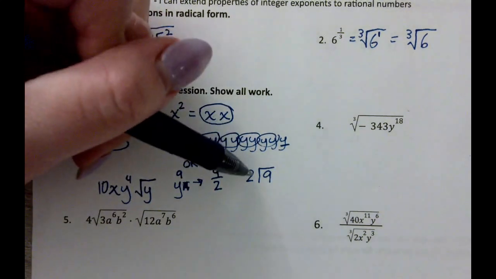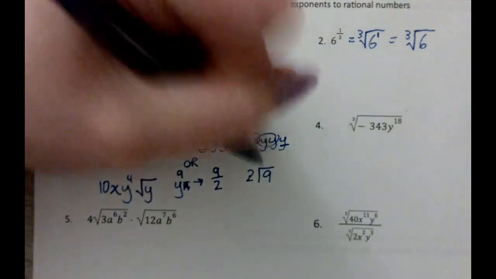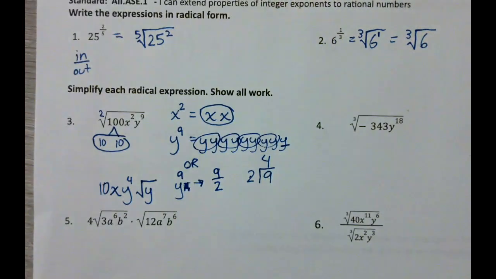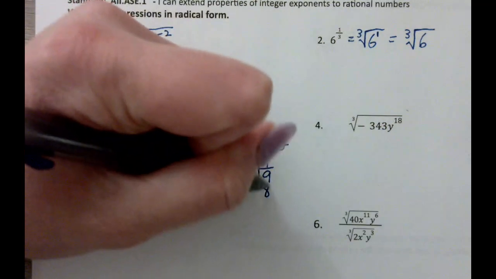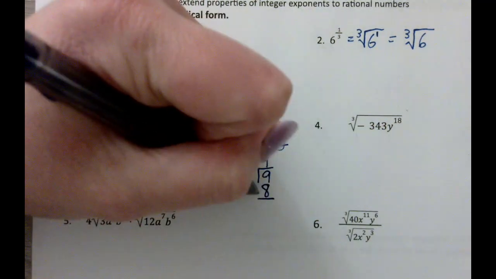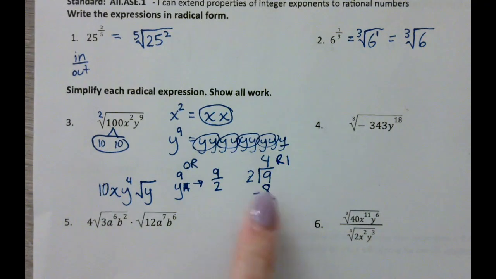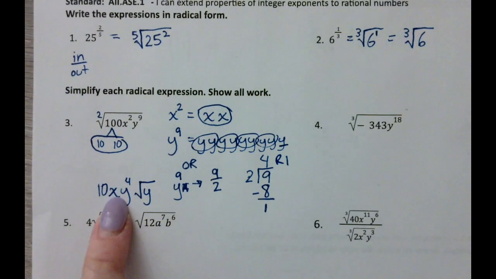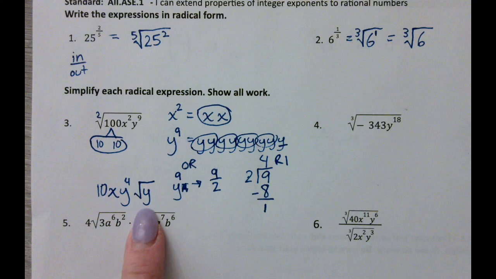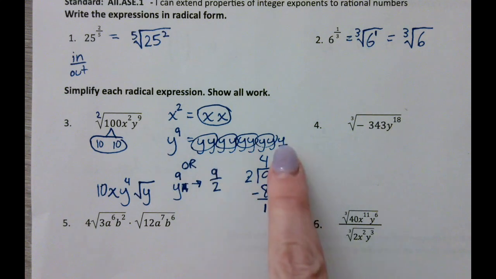So how many times does 2 go into 9? It goes in 4 times, because 2 times 4 is 8. And you subtract and you get 1. So we get 4 remainder 1. That means 4 y's come out, and we have 1 left under. It's the same logic that I used up here.